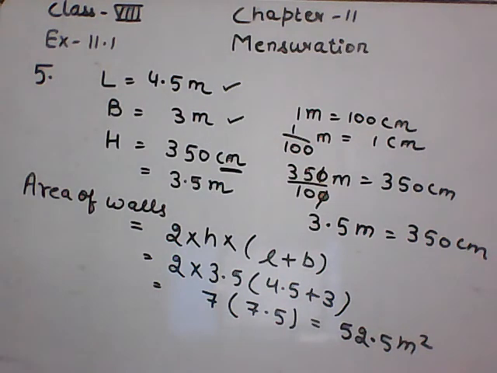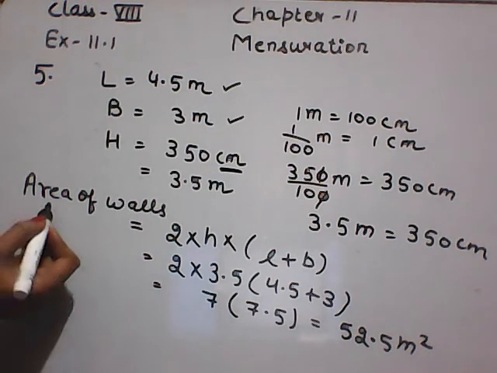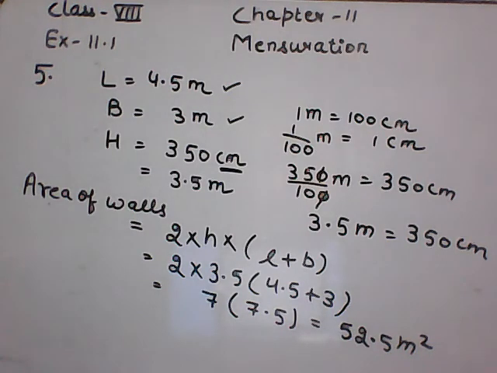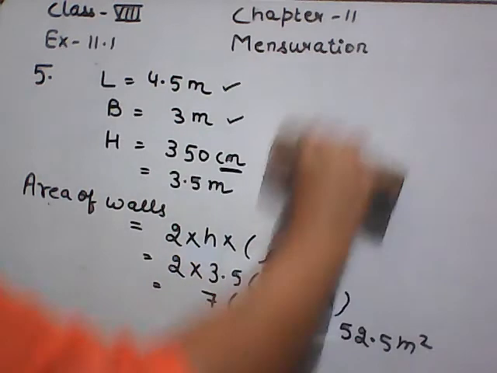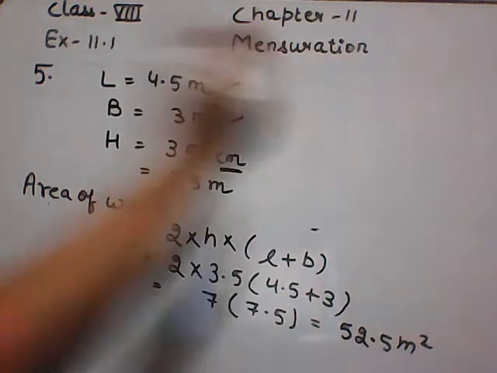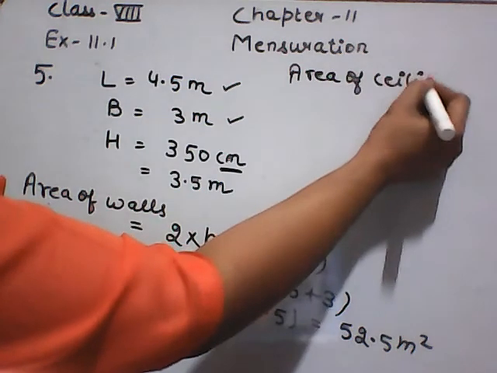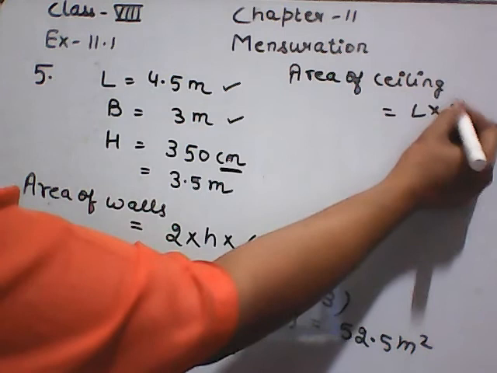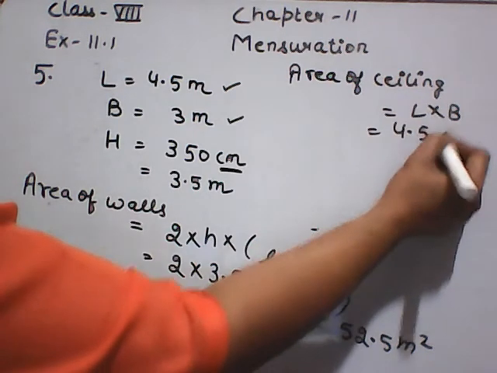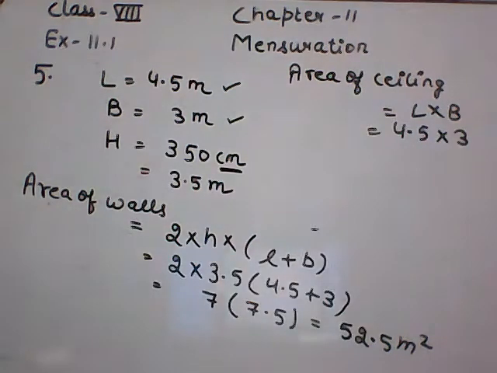Now you have to plaster the walls and the ceiling of the room. Now the area of the wall is calculated. Now you have to calculate the area of the ceiling. The ceiling will be done on the top of the room, so the top of the room is in the form of a rectangle. The area of ceiling is calculated as length multiplied by breadth. Length is 4.5 meter, breadth is 3 meter. So 4.5 multiplied by 3 is 13.5 meter square.